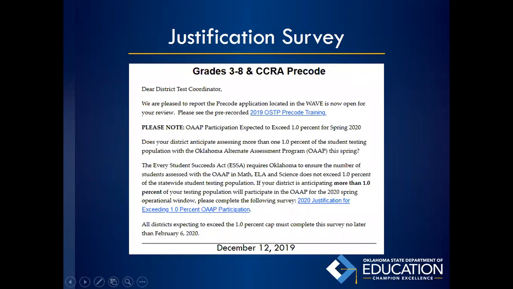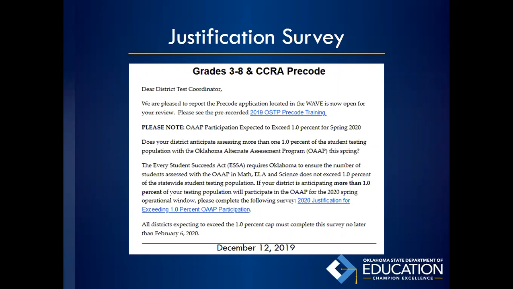December 12th, through the assessment listserv, hopefully you received this email, this notification. It's going through the pre-code, and that's the first way we send out this notification that if your district is expecting to test more than 1% of your student testing population with the OAAP, then the district needs to complete a justification survey prior to February 6th.